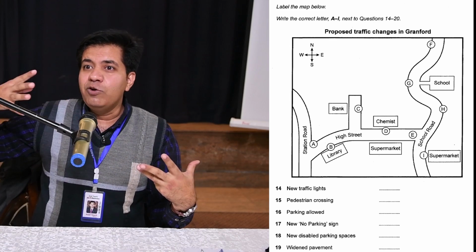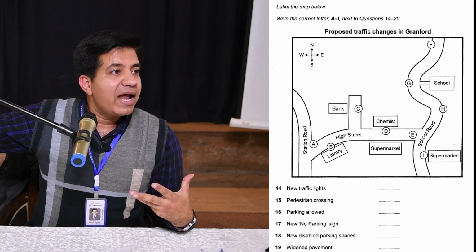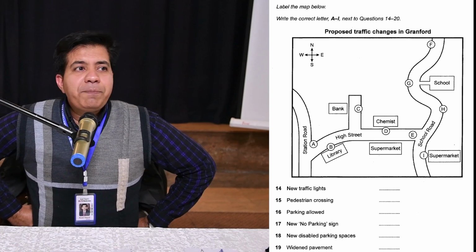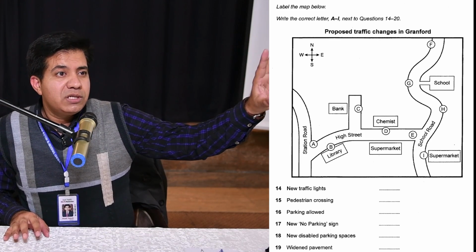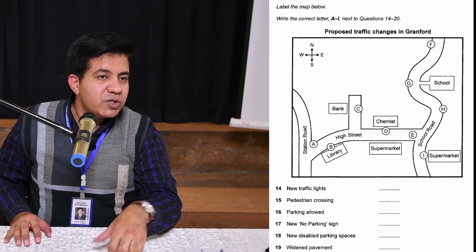So then they will tell you, but we decided to put the traffic lights on the other side or anything like that. Next is pedestrian crossing. Again, for pedestrian crossing, they will give you the reference of the road. Then they will give you the reference of these places. Okay, so you can just write it.